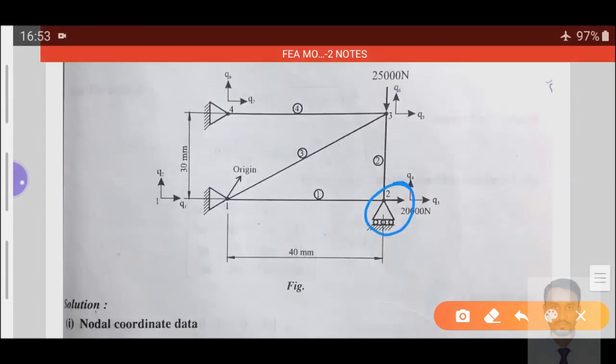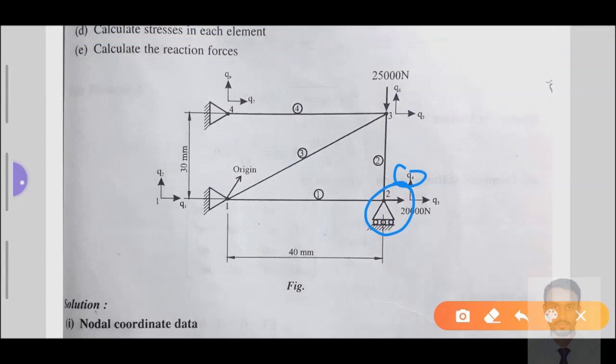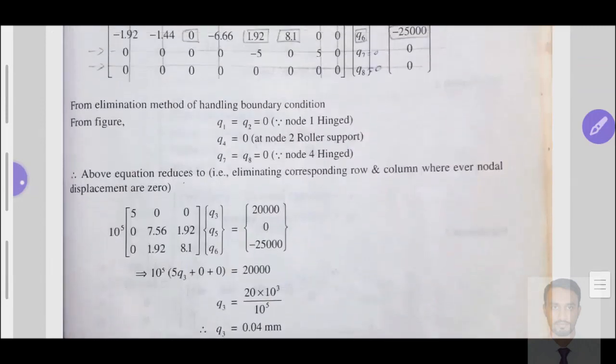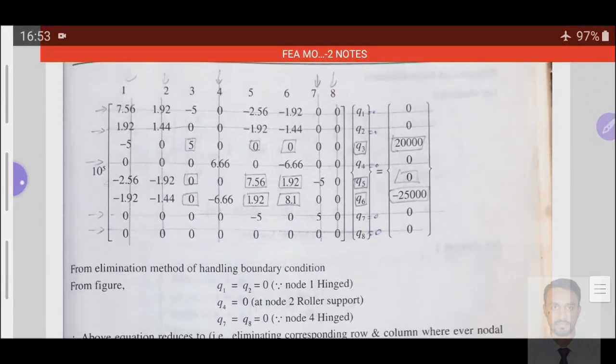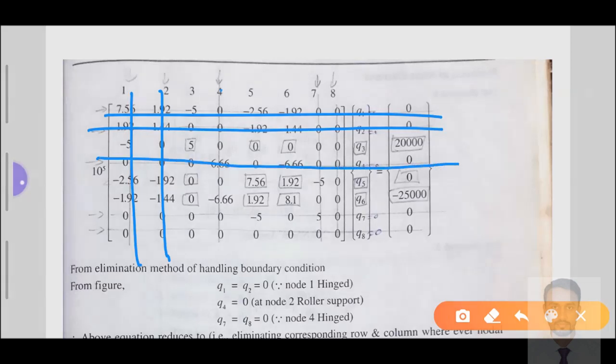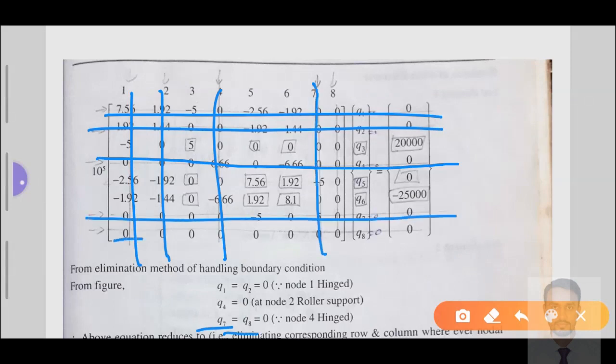At node number 2, roller support along the y direction, Q4 is equal to 0. Similarly Q7 and Q8 are equal to 0. Based on that we need to eliminate the rows and columns. We have Q1 and Q2 equal to 0, so first row, first column and second row, second column have been eliminated, and then fourth row, fourth column has been eliminated, and then seventh row, seventh column and eighth row, eighth column have been eliminated.